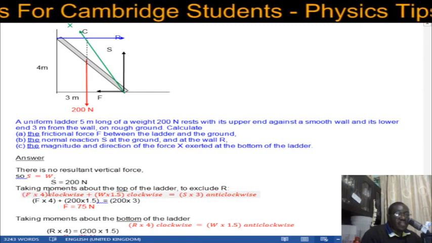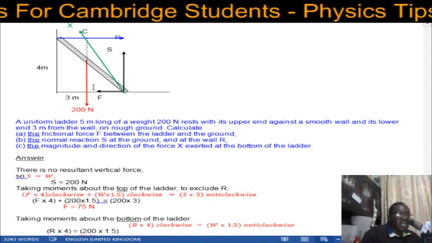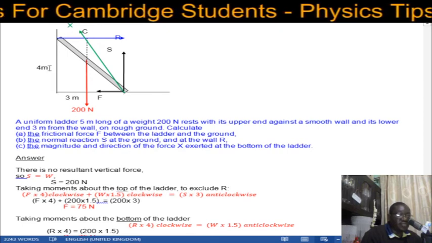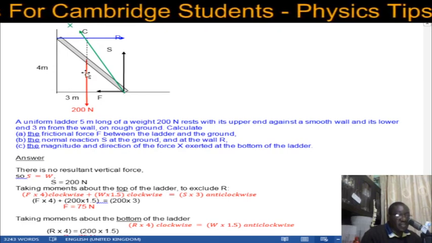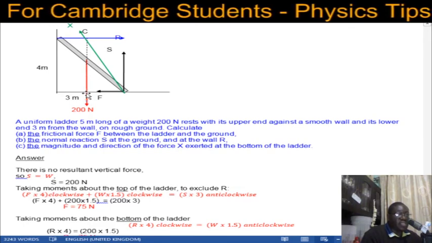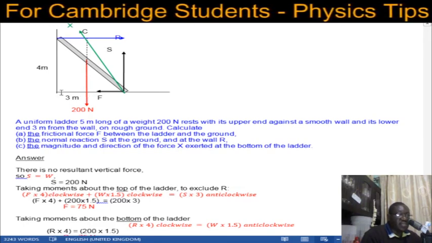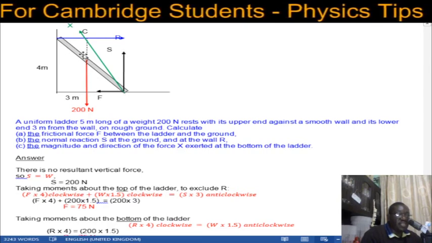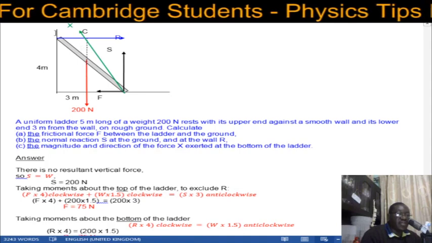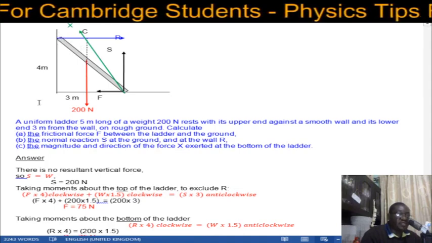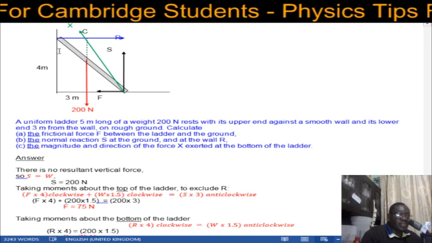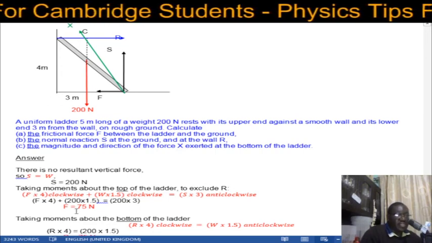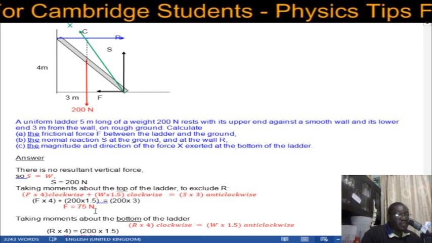So F times 4, F times the perpendicular distance, which is 4. So F times 4 plus W, which is 200 newtons, and its perpendicular distance is only 3 meters. This should equal S times the 3 meters going up. So the perpendicular distance is 3, because remember our distance is to that part here. This line here is showing us where we should end adding our distances. So if you do that, you find that your F comes to be 75 newtons.